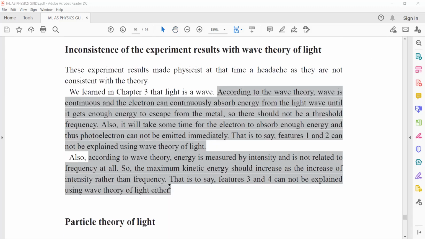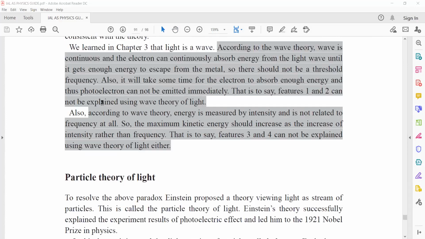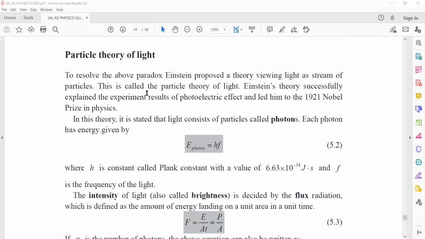So this is about the photoelectric effect. Then I will discuss at the last why the wave theory, why a wave cannot explain the photoelectric effect. But I will discuss that at the last only, and why the particle theory explains the photoelectric effect.